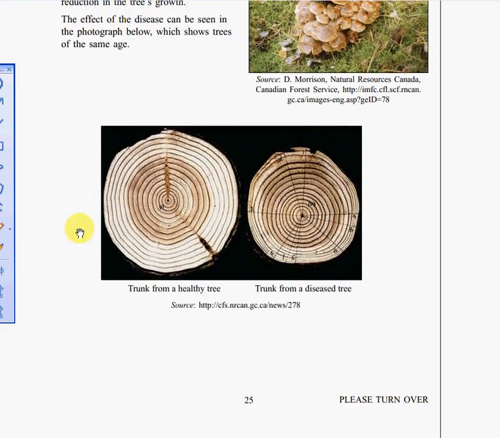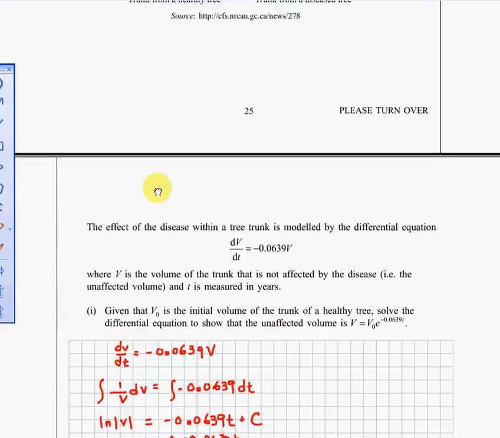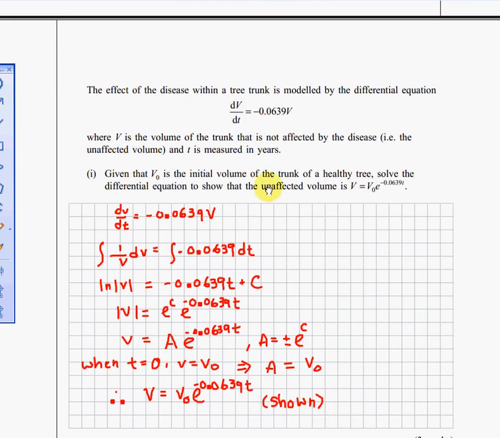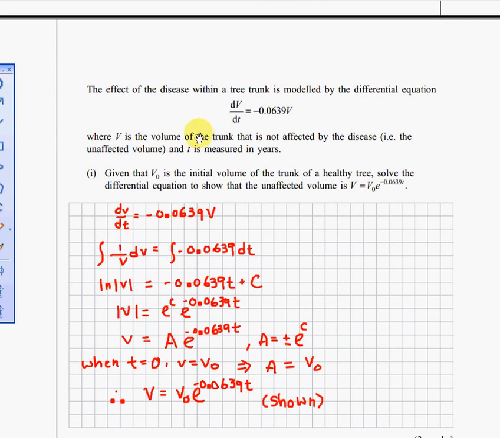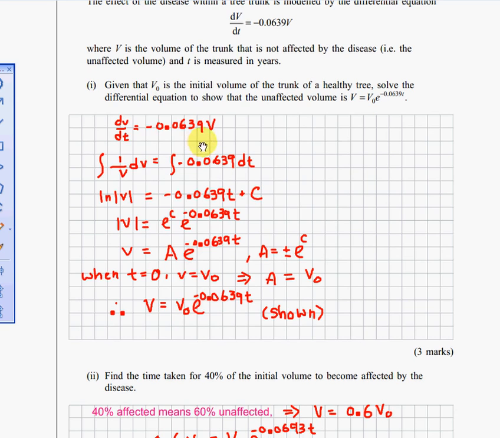Let's move on to here. Read this, and you got this model. This is about, okay, read this. It's a trunk that is not affected by the disease, and that means the unaffected volume. Now be careful of this, because later here, well, we'll come to this later.